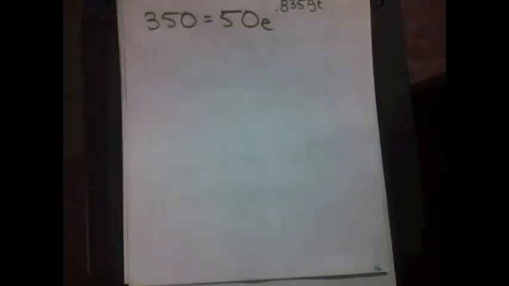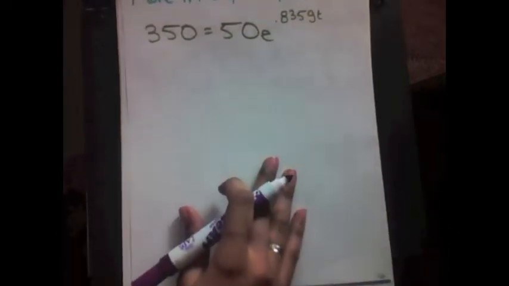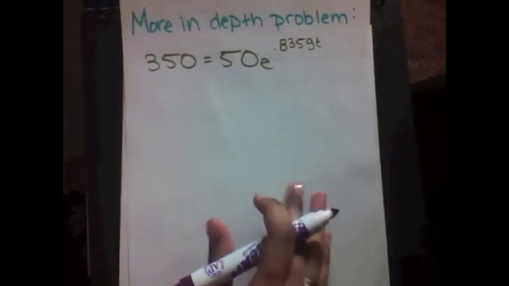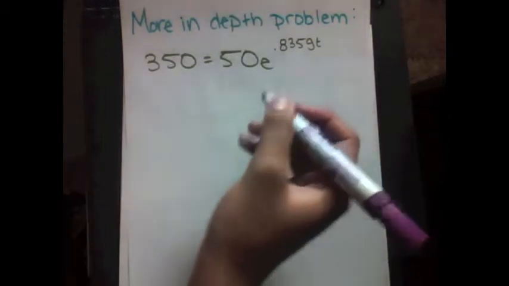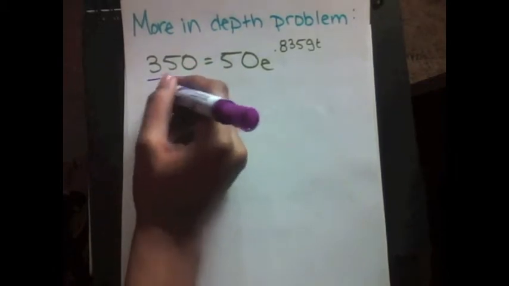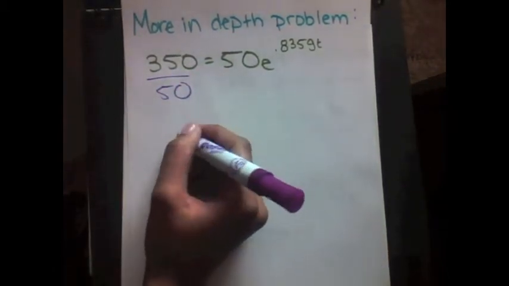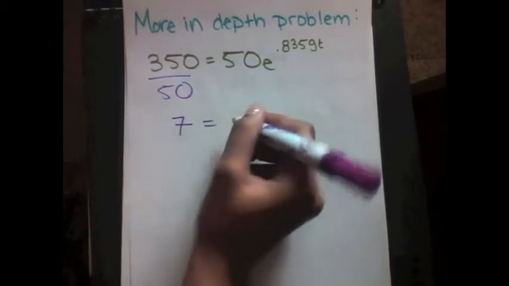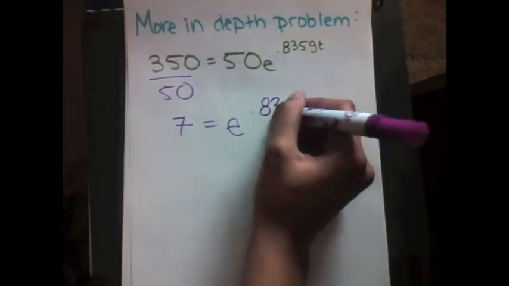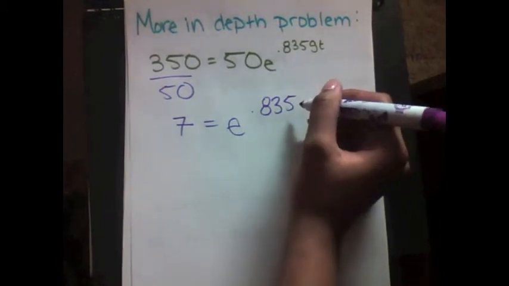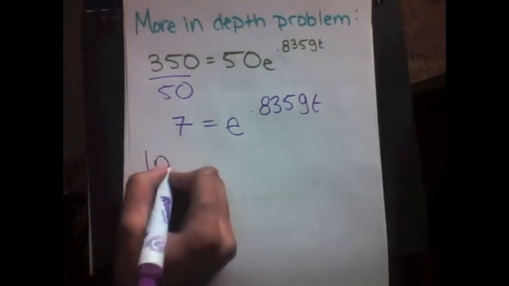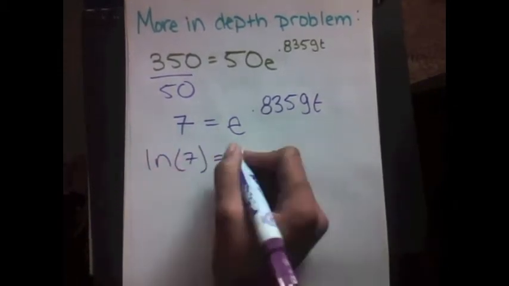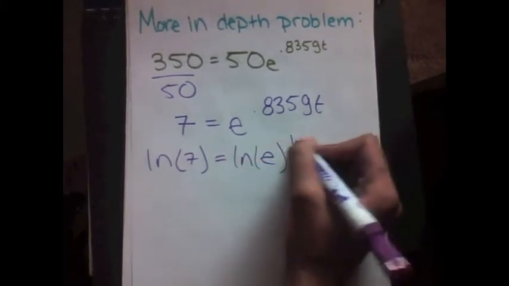Moving on to a more in-depth problem. This is simple algebra, and you guys will be perfectly fine if you just follow your steps of algebra and then your ln to cancel out. First thing we have to do is bring the 50 over. And then we're left with 7e to the power of 0.835. Remember how we're supposed to take it all down? We take the ln of everything.